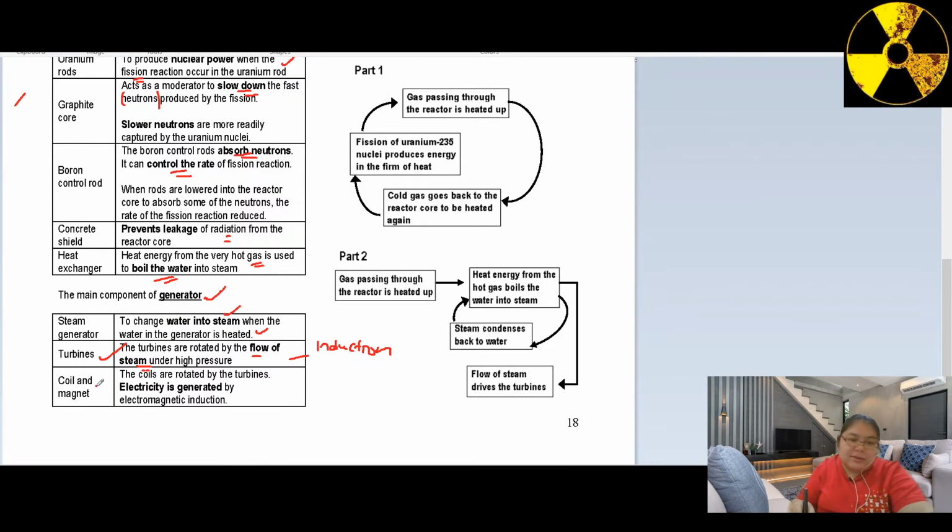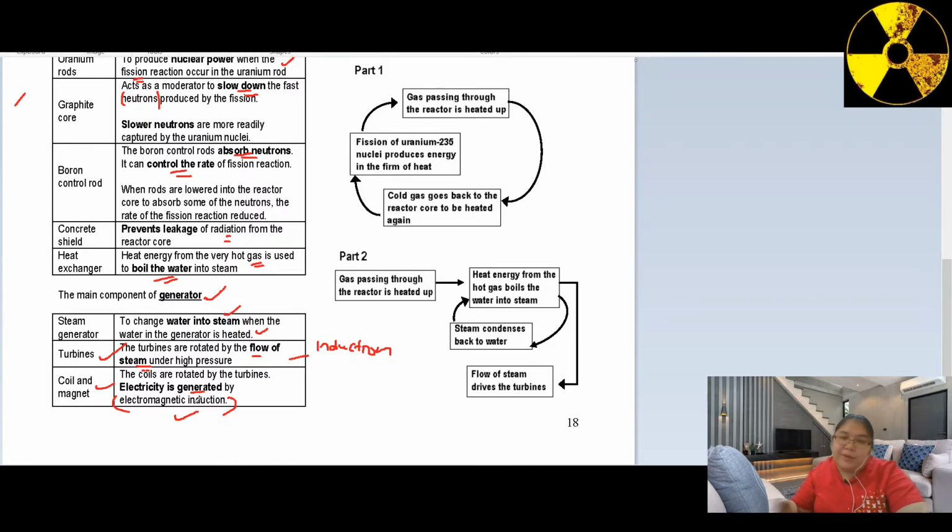Inside there is a coil and a magnet. The coil is rotated by the turbine. Now electricity is generated by electromagnetic induction. Remember, when they ask about a power station, what phenomenon are they using? Electromagnetic induction. So inside there must be a coil and also a magnet. When you move it, cutting the magnetic flux at 90 degrees, it will generate electricity. This electricity we call induced current.